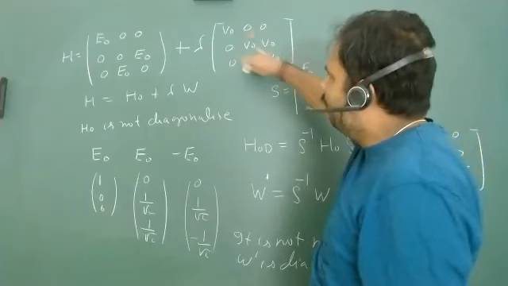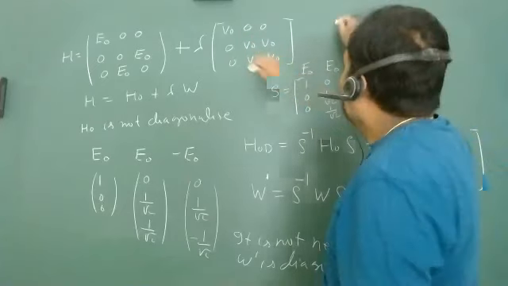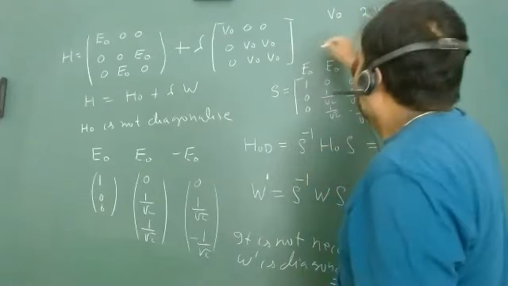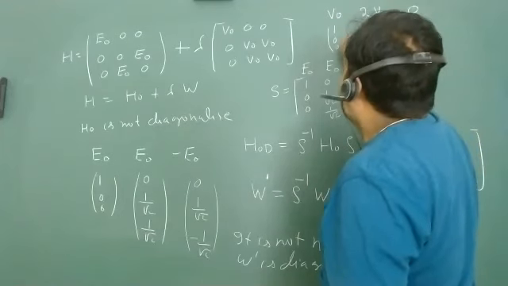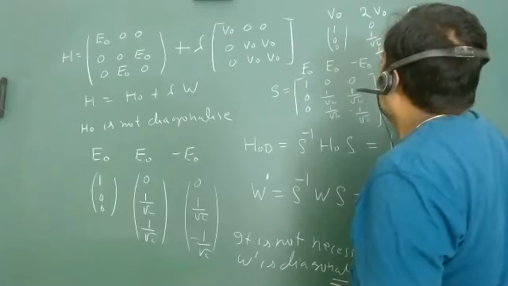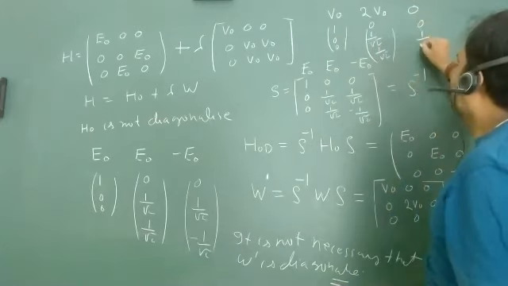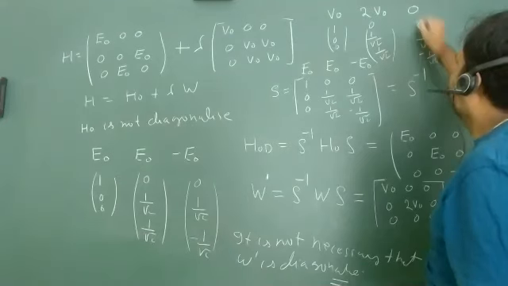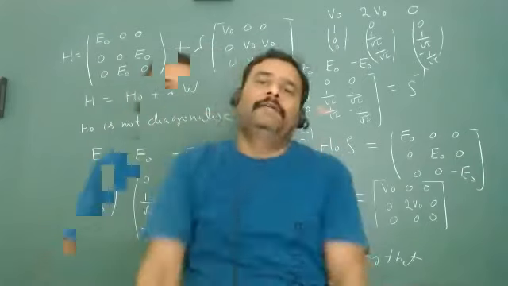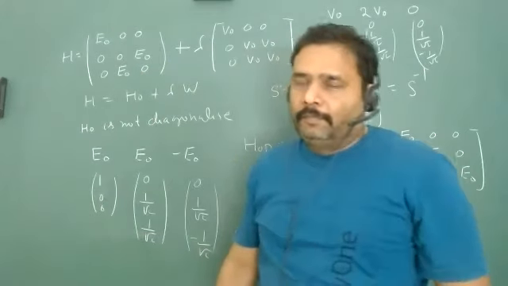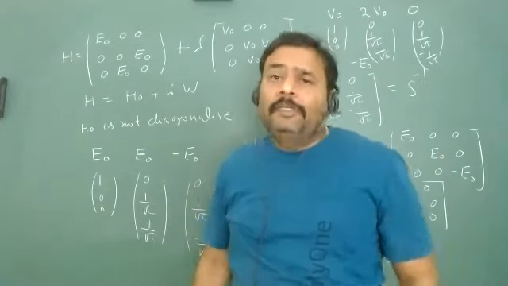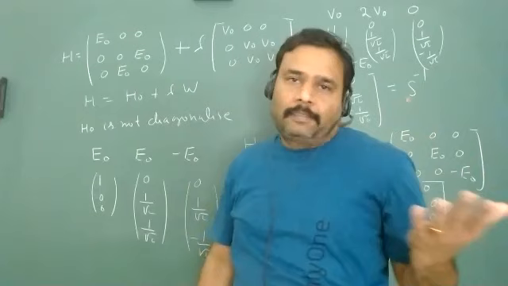Can you please tell me what will be the eigenvector of this matrix? Sorry, eigenvalue. Eigenvalue will be V naught, 2V naught and 0. And the eigenvector for V naught is 1 0 0, for 2V naught is 0, 1 by root 2, 1 by root 2, and this will be 0, 1 by root 2, minus 1 by root 2. So you are very fortunate that these two have the same eigenvector. So why is W dash actually also diagonalized? It is fortunate. It's a matter of luck.